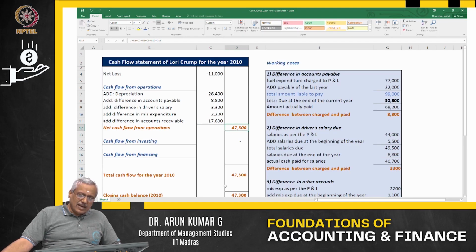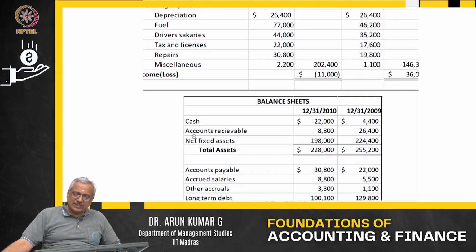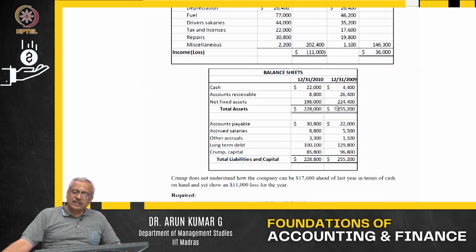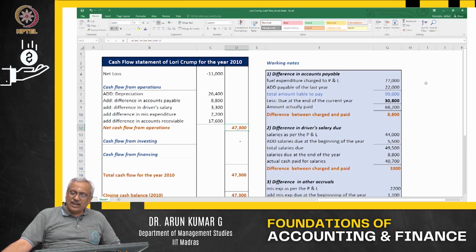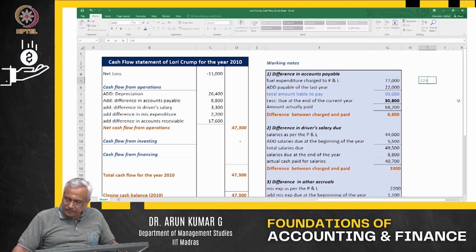Now next, I go to the balance sheet. We go to investing activities. We go to the total asset, net fixed assets. What is the net fixed asset? Last year was 2,24,400. This year what is it? 1,98,000. Let us see this. Last year what was it? 2,24,400.